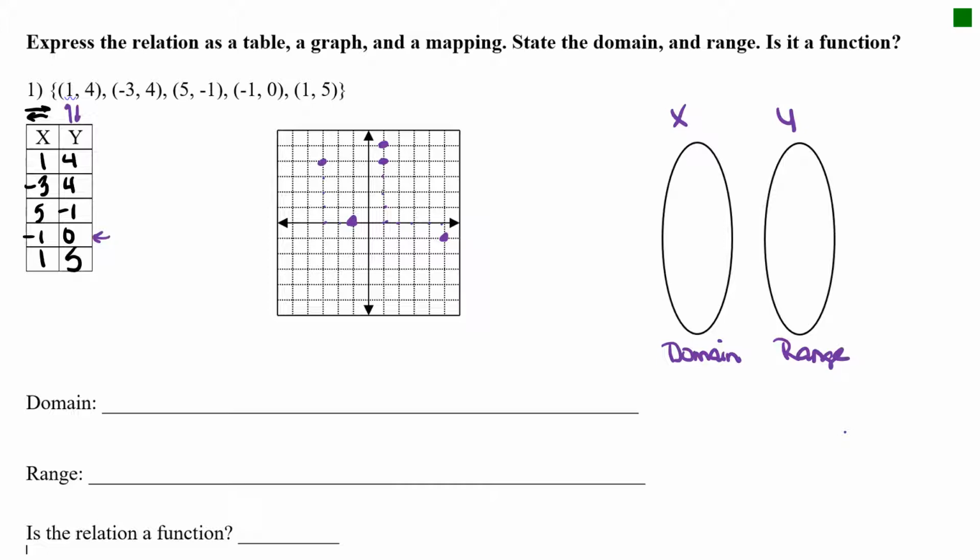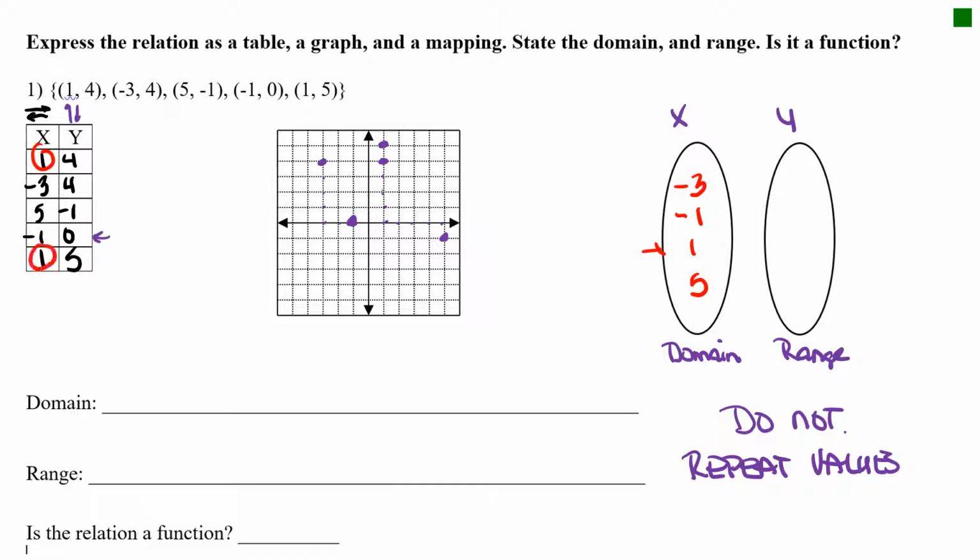You do not repeat values. Working in the tutor room, I have seen that most teachers want you to put them in numerical order. So if that's true, you would put -3, -1, 1, and 5. I'm only listing 1 once, even though it shows up twice, because I don't repeat values. My Y values start with -1, that's my smallest, then there's a 0, then there's a 4, then there's a 5. Again, do not repeat values.